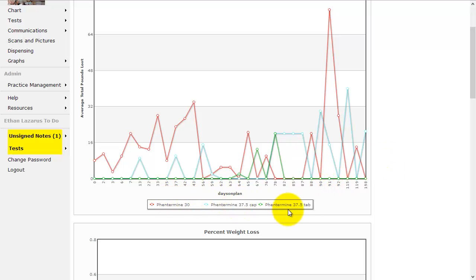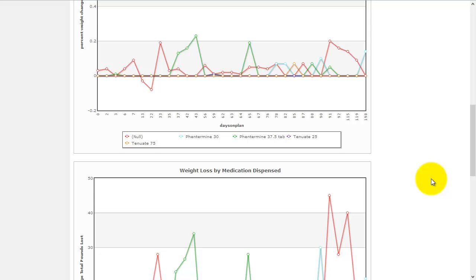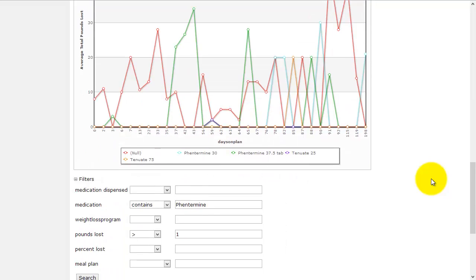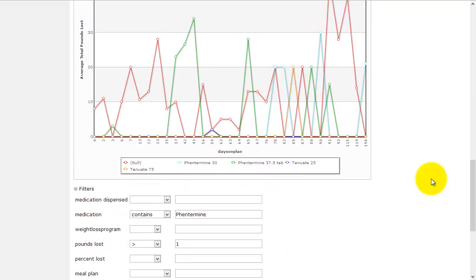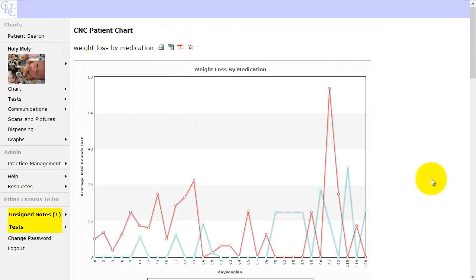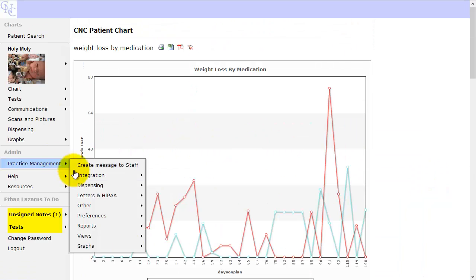So now you see we just have the 3 doses of phentermine, and you could see, gosh, did people on the 37.5 capsules lose more than the people on the 30 milligrams? Obviously in this chart, we wouldn't have a lot of reason to use the 37.5s over the 30s. But this is all test data, so it doesn't really count. But this would be a really nice way for you to report on your medication use and if you have a medication that's more effective than another.